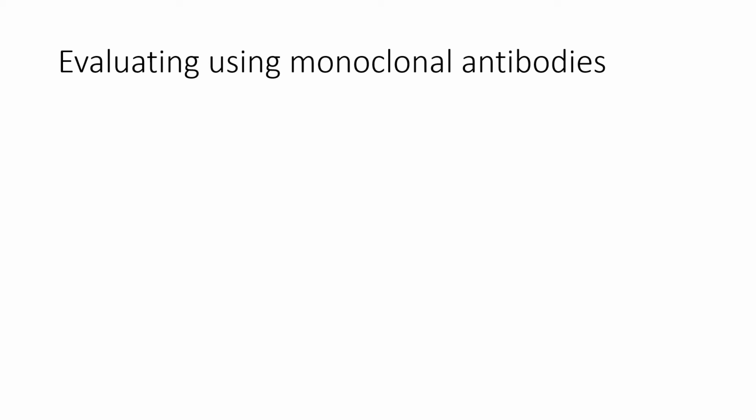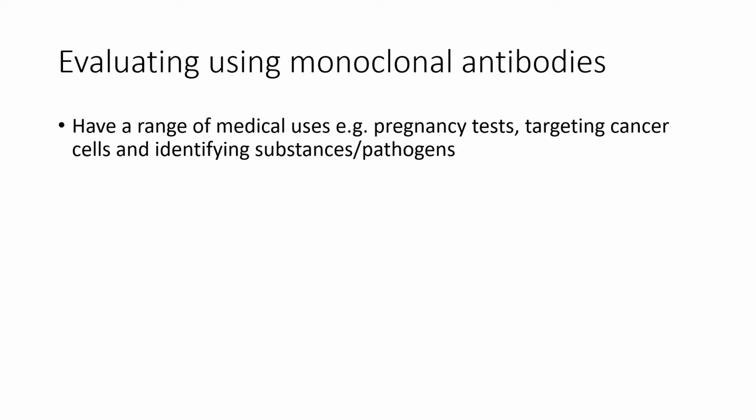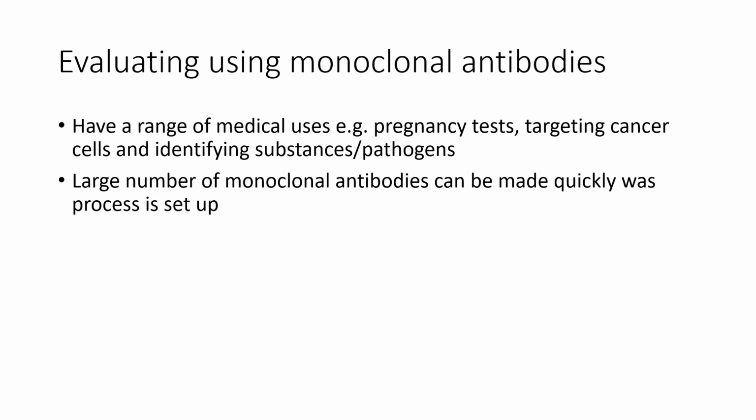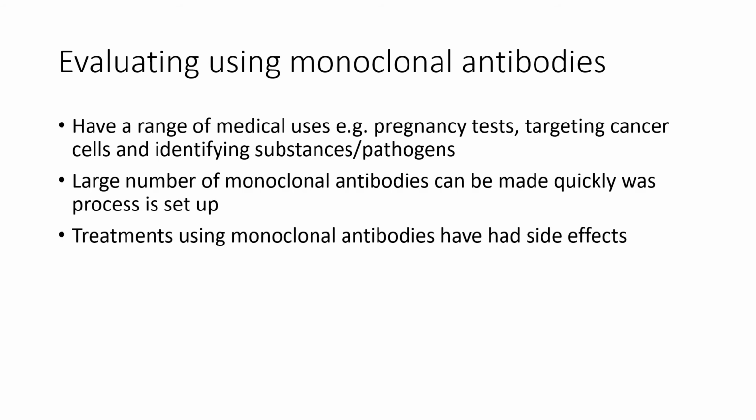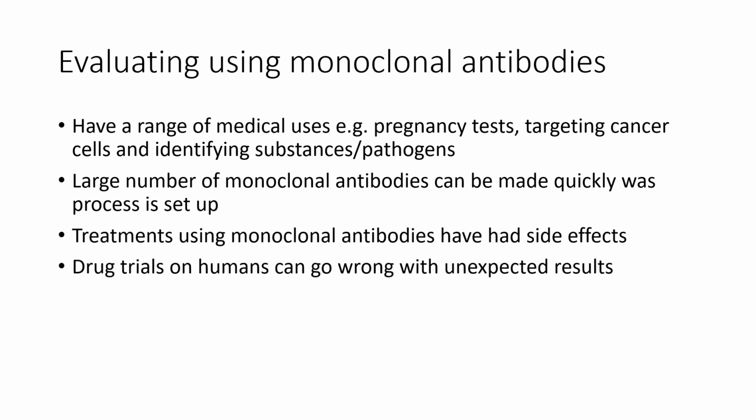So these are just some general ideas of statements you can use when evaluating monoclonal antibodies. Some of them are more specific to different types of treatments than others. But the obvious ones to go with are that monoclonal antibodies can be used for a lot of different things, including targeting cancer cells and pregnancy tests, which we'll look at when we go through the uses of monoclonal antibodies. We can produce large numbers of them very quickly.